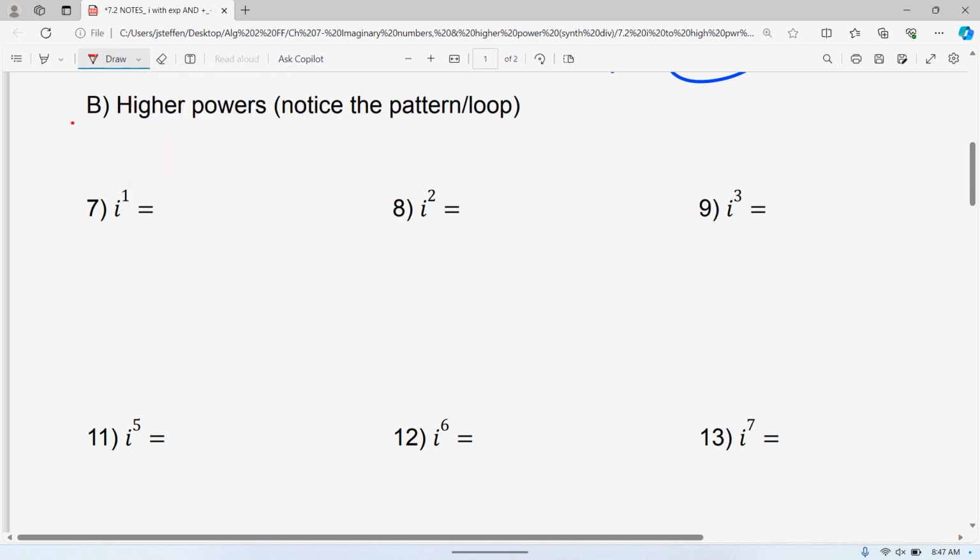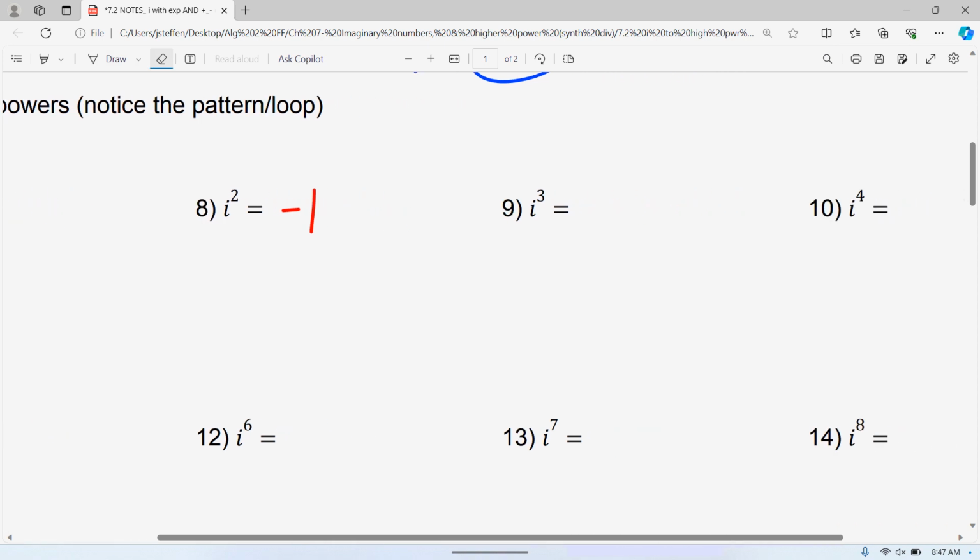So i to the first is just i. Anything to the first power. 4 to the first is just 4. 5 to the first is just 5. 100 to the first, just 100. Anything to the first doesn't really need an exponent. We just talked about i squared is -1. Because again, it's the square root of -1 squared, which is -1. So we already know that one.